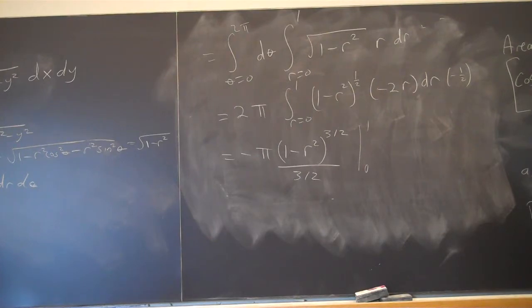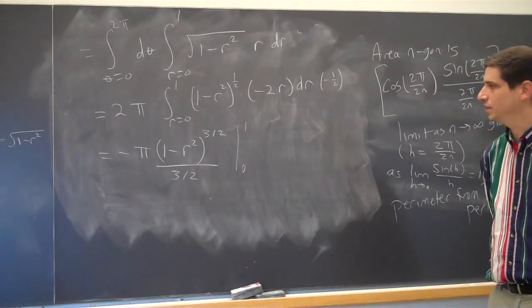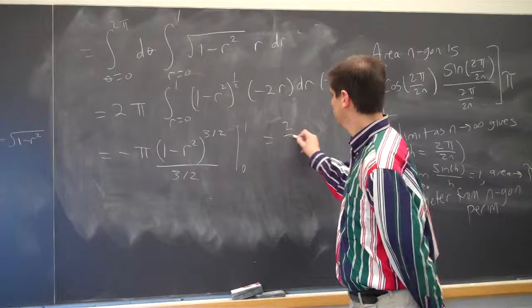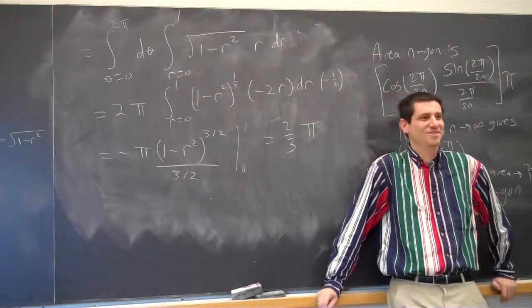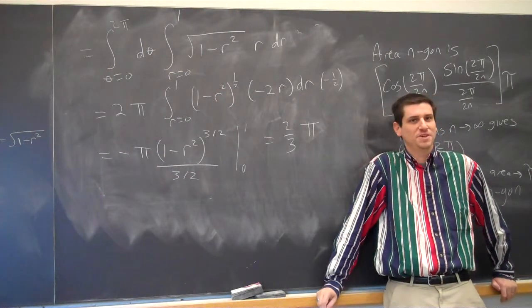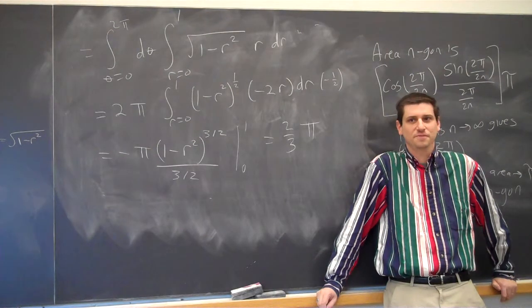Okay. And now when I plug in 1, what do I get? 0. When I plug in 0, what do I get? Okay. Good, everything's right. For a second this looked wrong, but no, this is right. I get 2/3 pi. Does anybody recognize 2/3 pi? We've just computed one of the most important numbers ever.